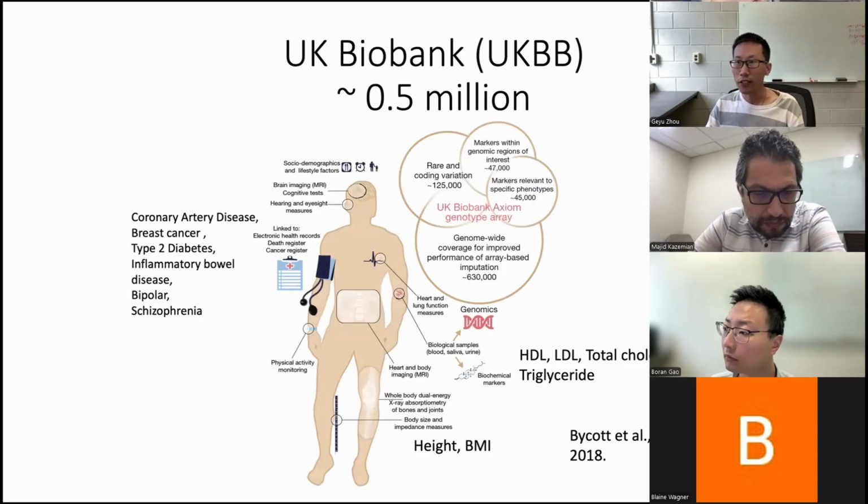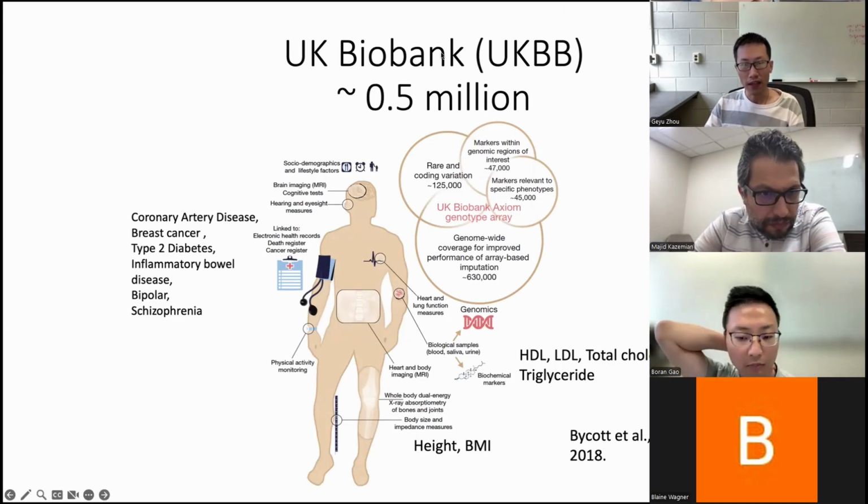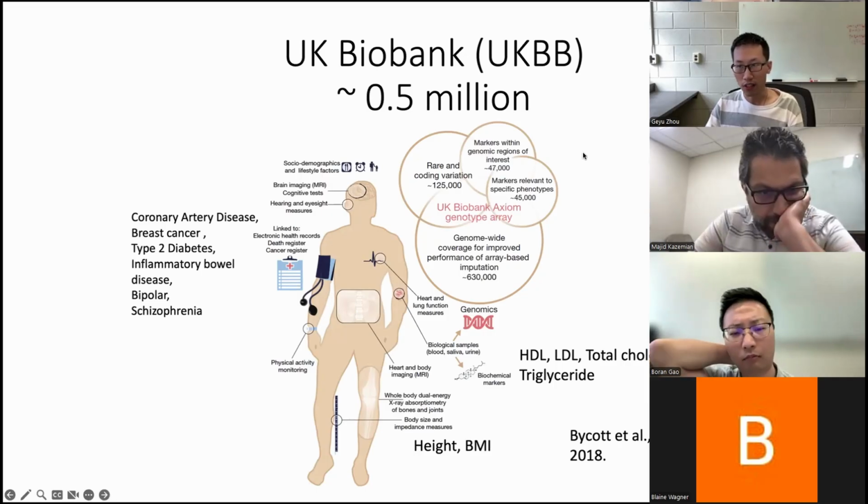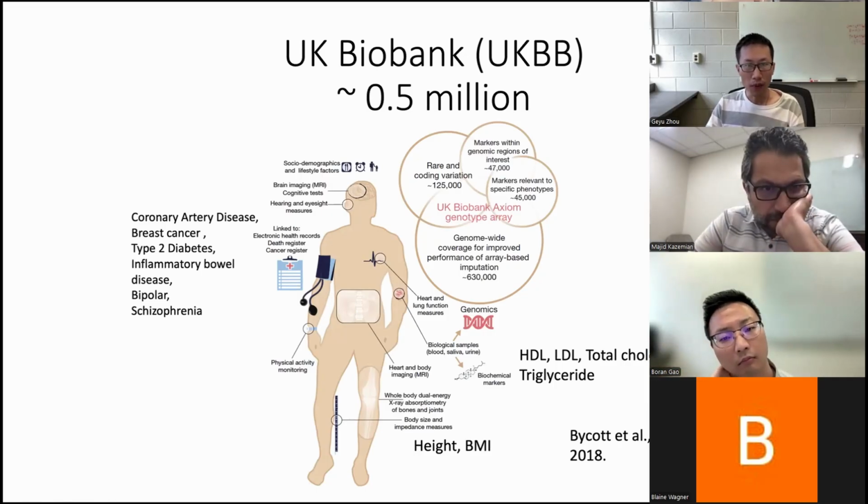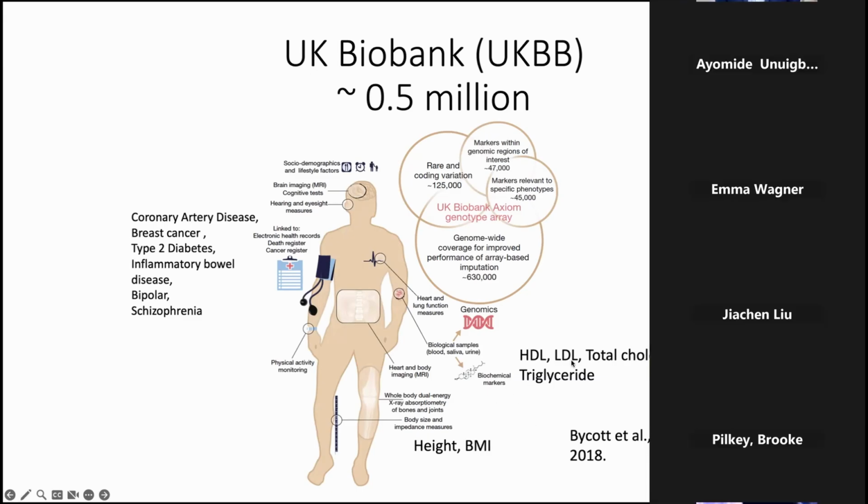In order to evaluate the effectiveness of the prediction models, we typically test the predictions in a large biobank. In this project, we mainly focused on the UK Biobank. The UK Biobank is a population-based cohort consisting of about 0.5 million individuals with their genotype data available, and also electronic health records, lab measurements, and some basic measurements like height and BMI.